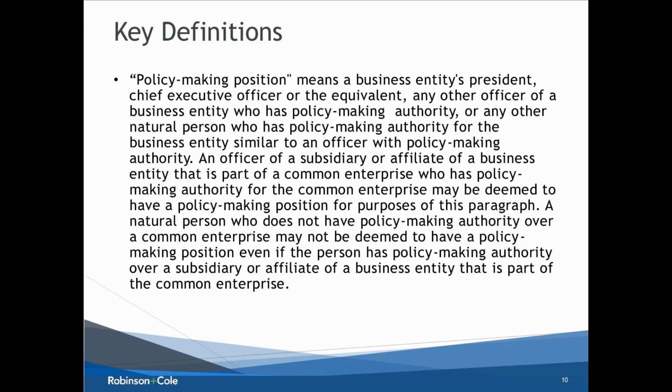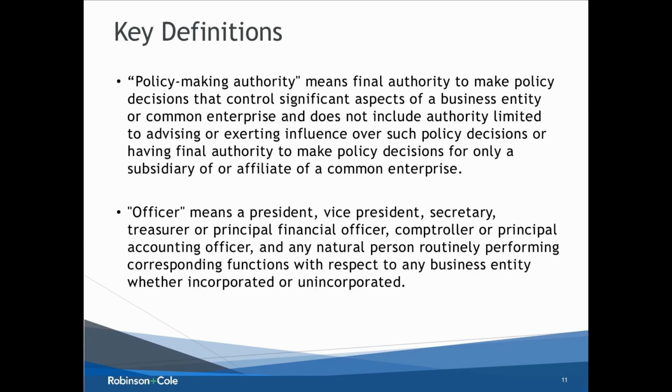Just really a couple more key definitions. Policy-making authority is the authority to make policy decisions that control significant aspects of the business entity or the enterprise. And an officer is a president, vice president, secretary, financial officer, controller, or other folks who are performing similar business functions.